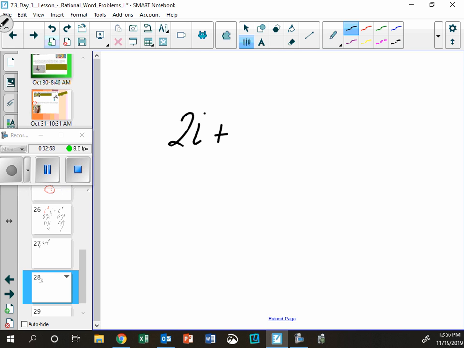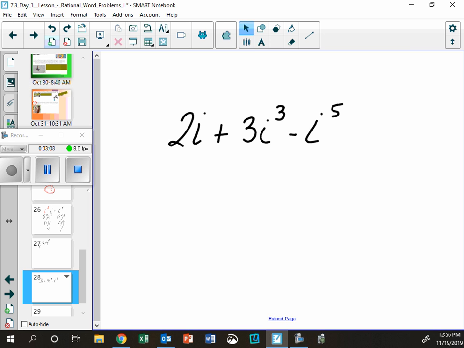All right. How about 2i plus 3i to the third minus i to the fifth? Be very careful. There's negatives running all over the place here. And it's really easy to say, oh, I was close, I just messed up a negative. That's the whole point. Be careful and don't mess up the negatives. I'll pause for a second while you give that one a try. Okay, so this first one I can't really simplify. It's just 2i.